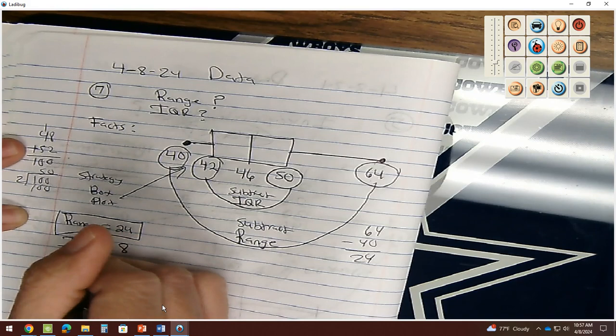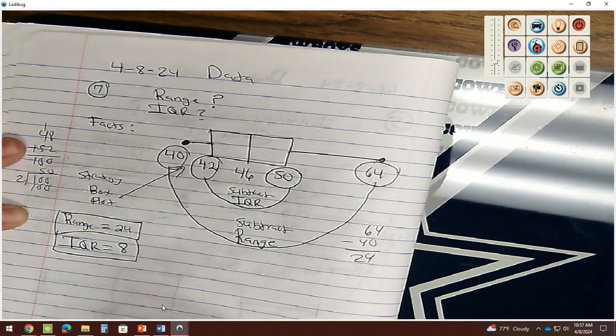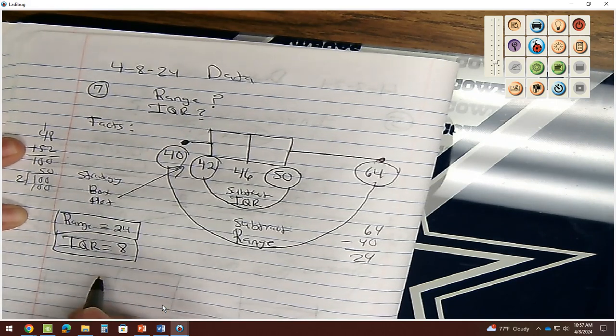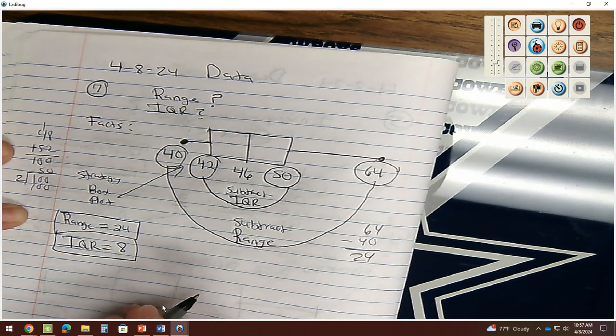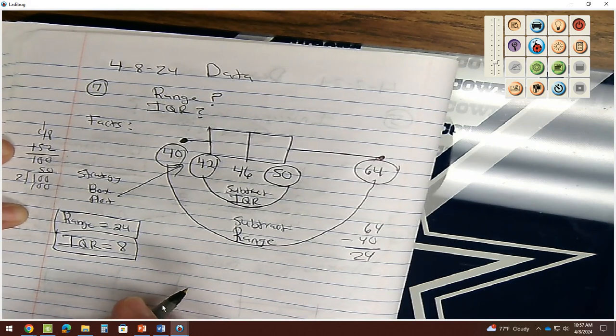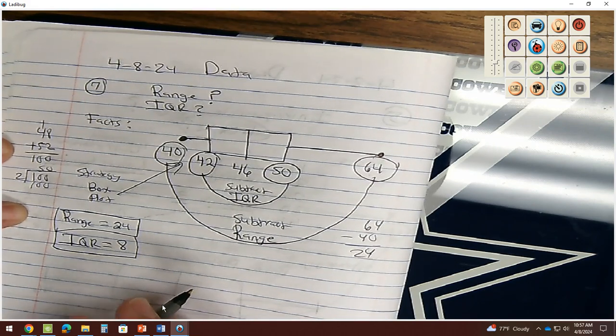Wow, the other Kobe Bryant number. See, Kobe wore 8 and Kobe wore 24. What a coincidence. Okay. Any questions?